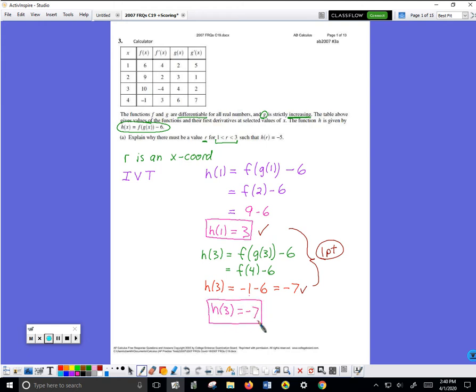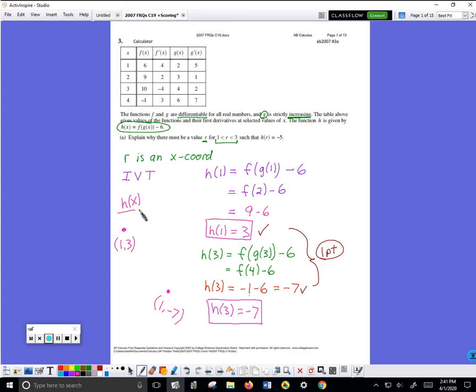So the intermediate value theorem is a really simple idea. You have an x coordinate of 1, and at x equal 1 on the graph of h, the y coordinate is 3. And you also have, at x equal 3, a y coordinate that is negative 7. Okay, they tell us that f and g are differentiable, which means f and g are also continuous. So h, which is comprised of f and g, would have to also be differentiable, meaning h is also continuous.